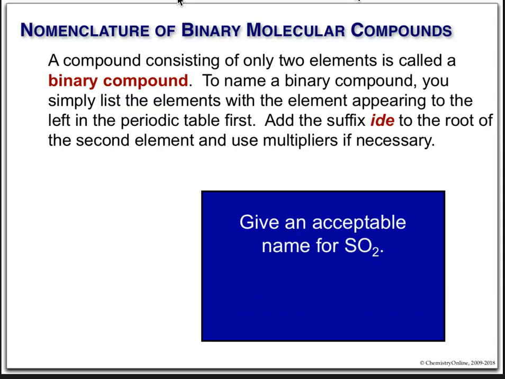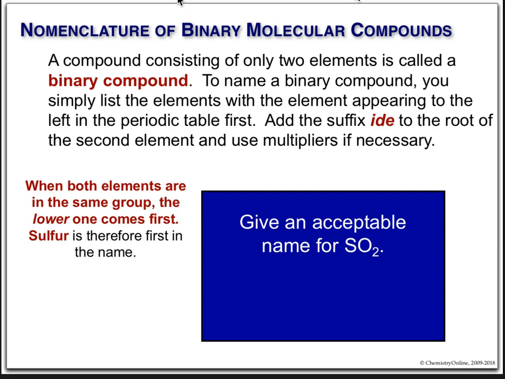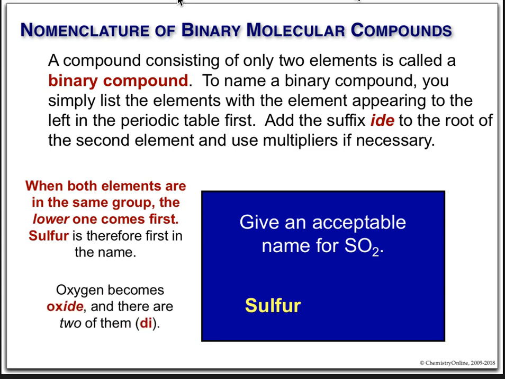One sulfur, 2 oxygens. Our first word is going to be sulfur because we don't use mono for the first element. Oxygen is oxide. How do we say 2? Di. This is sulfur dioxide.